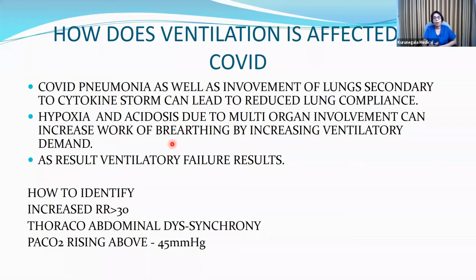How do you get to know that somebody is having ventilatory failure? That is by monitoring the patient's respiratory rate. If somebody's respiratory rate goes above 30, that shows he is breathing excessively and there is a chance of him developing respiratory failure. Thoracoabdominal dyssynchrony. And if ABG shows rising partial pressure of arterial carbon dioxide above 45, that means the patient is having difficulty in breathing. He needs ventilatory support.